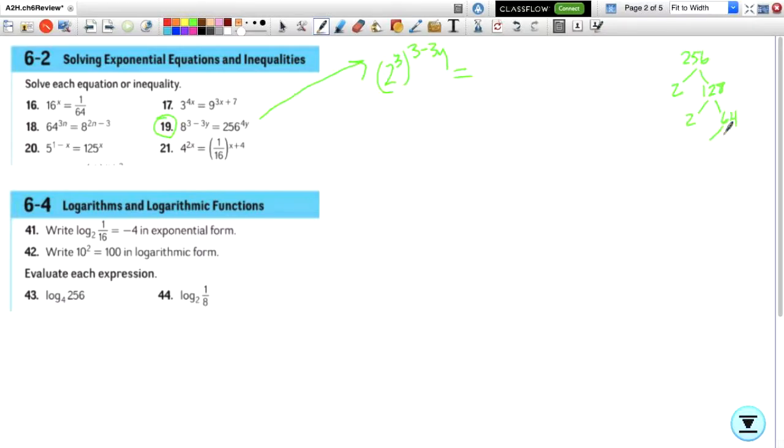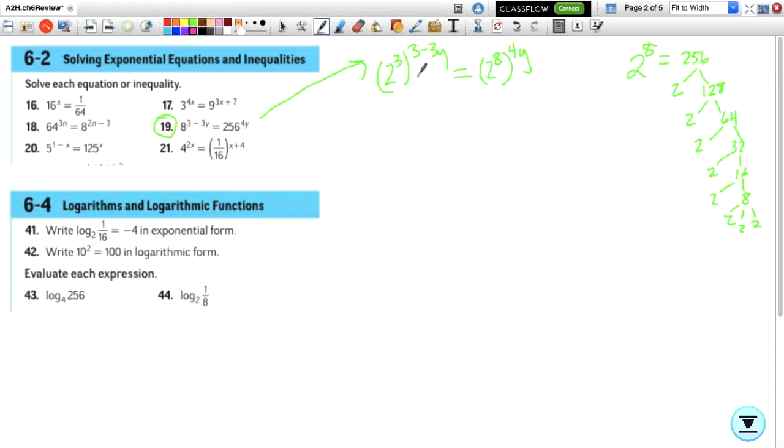64 I know does divide by 2 again, that's going to be 32. 2 again, that's going to be 16. 2 again, that's going to be 8, and I know 8 has 3 2's in it. So 256 is the same thing as 2 to the 1, 2, 3, 4, 5, 6, 7, 8th power. So I could rewrite this 256 as 2 to the 8th raised to the 4y.